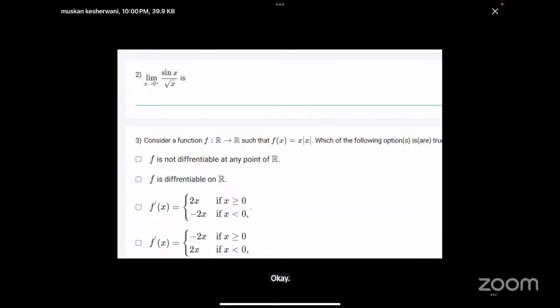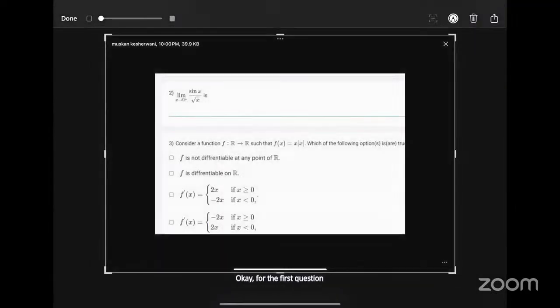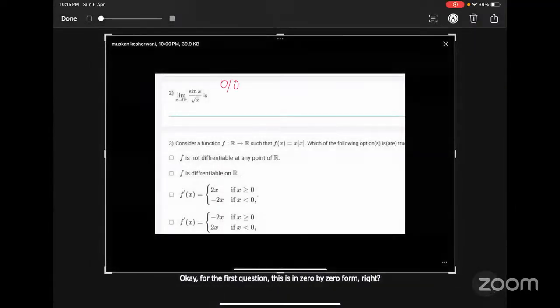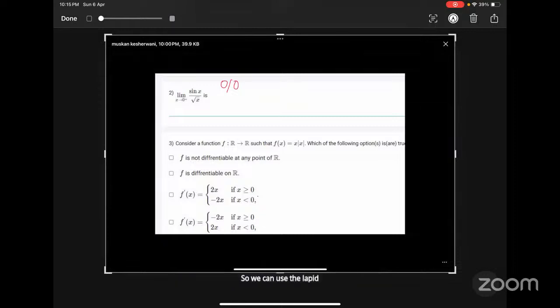So here the limit is extending to 0 plus. For the first question, this is in 0 by 0 form, right? So we can use the L'Hopital rule. If I use the L'Hopital rule, what will be the value? 1. No, ma'am, 0, right?